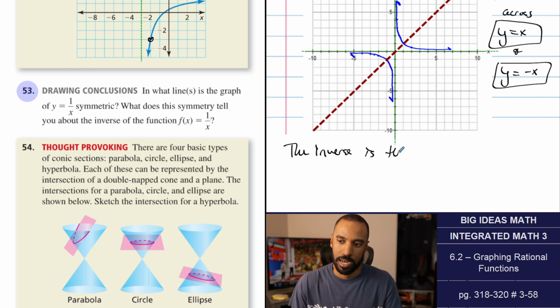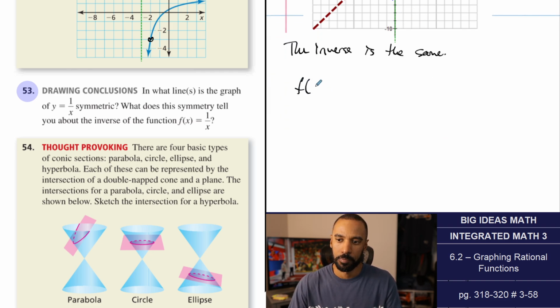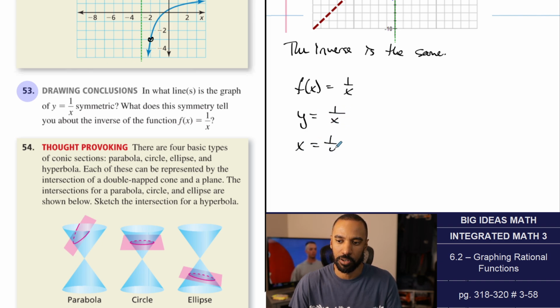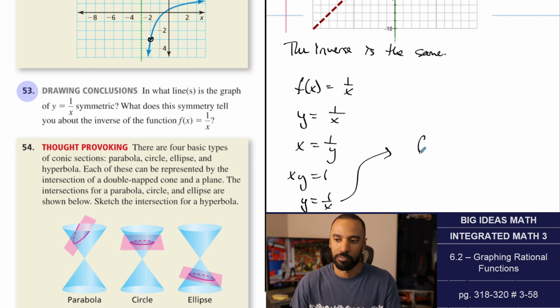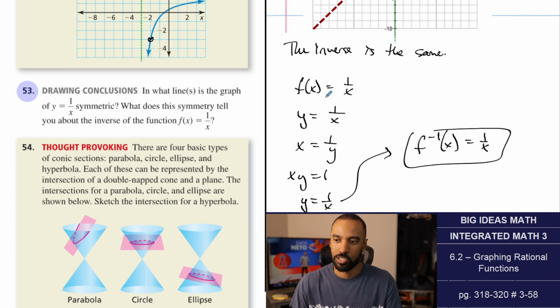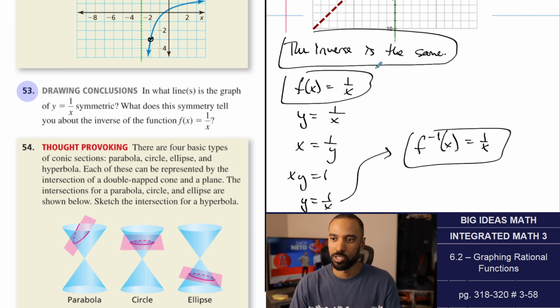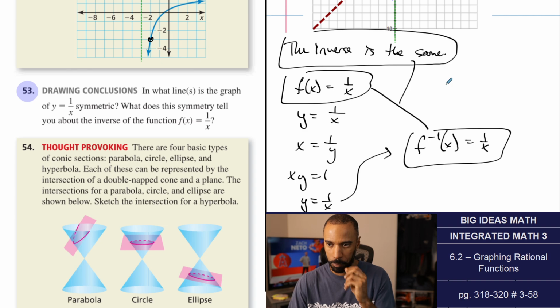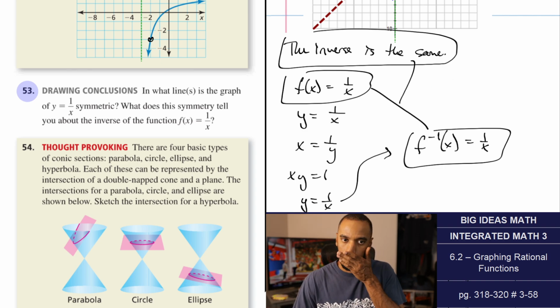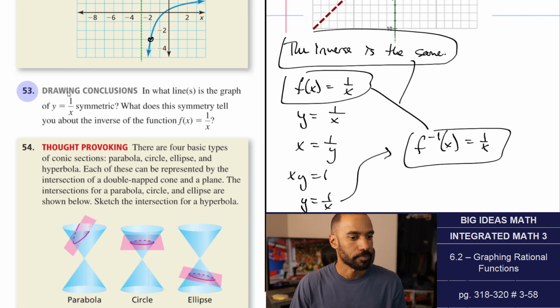The inverse is the same. Now, if you want to check that out, we start with f of x equals 1 over x, turn f of x into y, swap x and y to take the inverse, and solve for y again. Multiply both sides by y, divide both sides by x, and then you have your inverse. So these are the same. The inverse is the same. Boom, boom.